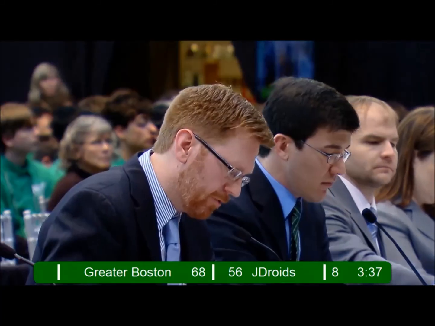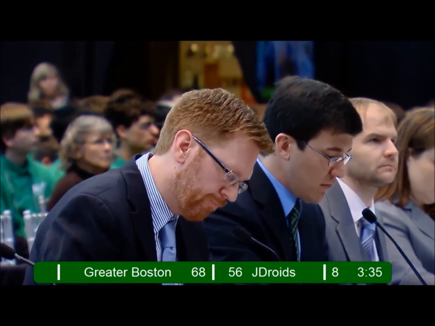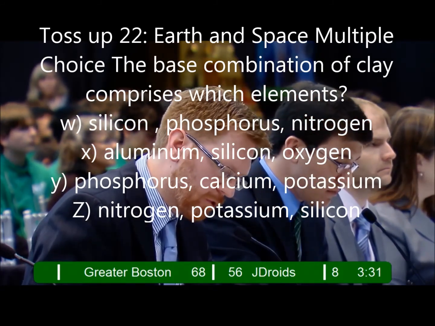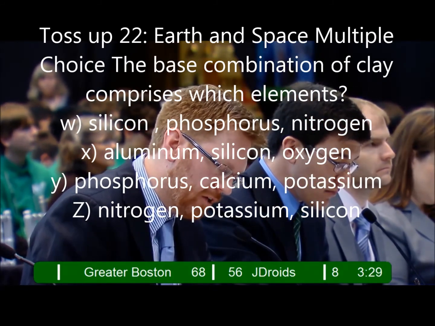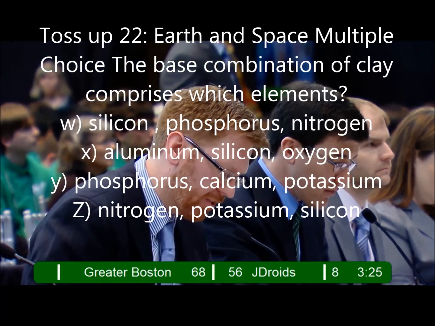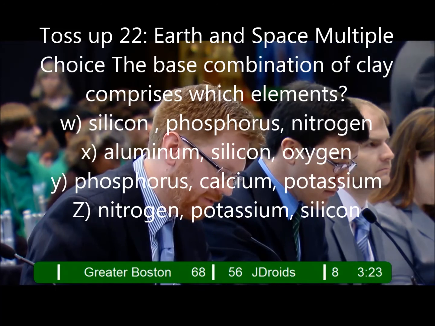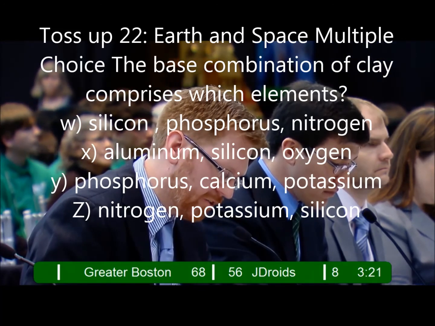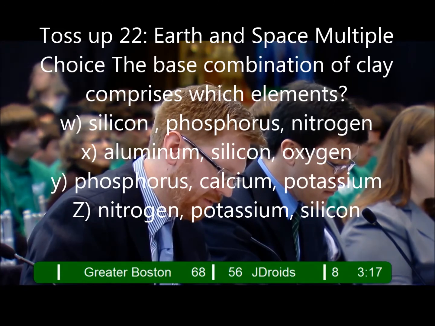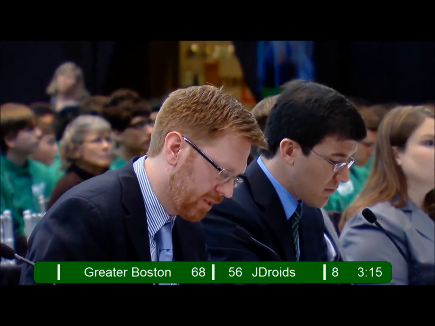No, the correct answer is 1, 3, 2, 4. Toss-up 22 for both teams. Earth and space, multiple choice. The base combination of clay comprises which elements? W, silicon, phosphorus, nitrogen. X, aluminum, silicon, oxygen. Y, phosphorus, calcium, potassium. Z, nitrogen, potassium, silicon.